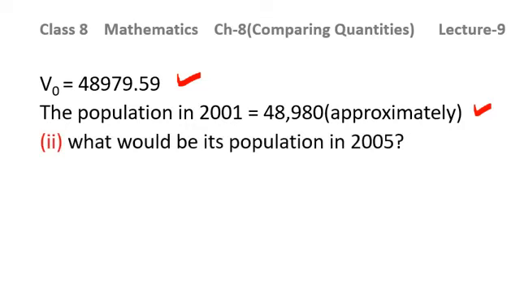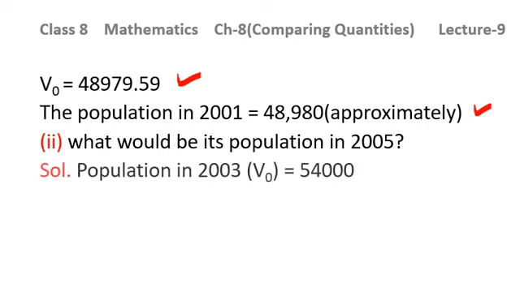We need to find the population in 2005, and dear children, as I have discussed, or I told you that in formula V is equal to V naught bracket 1 plus R over 100 raised to the power N, V represents the value after N years. V is the value, future value, and V naught is the present value. So we need to find the future value in this part. So the given value will act as V naught now, like this. Population in 2003, V naught will be 54,000. This is what it is given to us in the question.